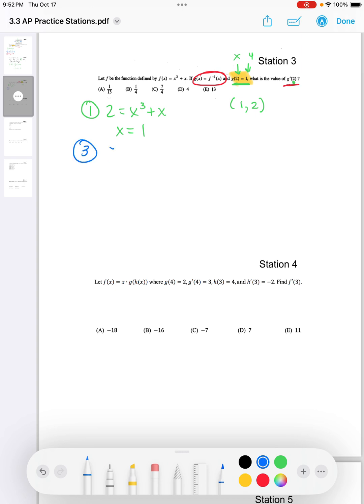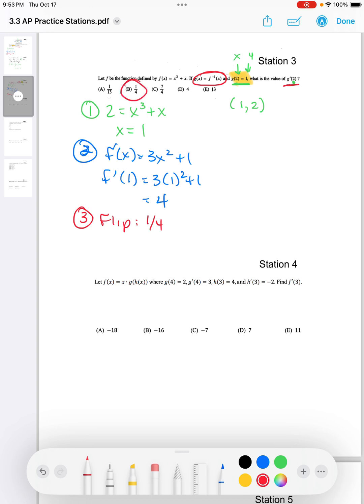So my x value is going to be 1. Then we're going to take the derivative of f of x, 3x squared plus 1, and we're going to plug in 1 into that derivative. 3 times 1 squared plus 1. 1 squared is 1 times 3, and then plus 1 is 4. Final answer, always, step number 3, is to flip. So flip the 4, and we get an answer of 1/4, B.